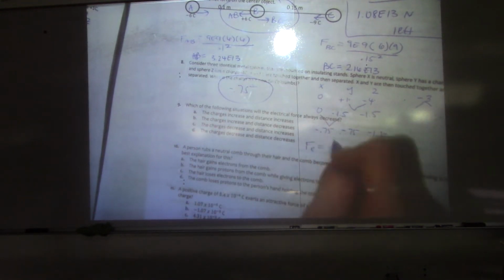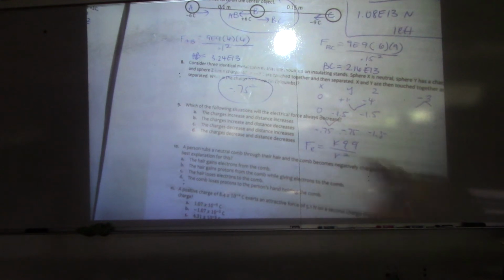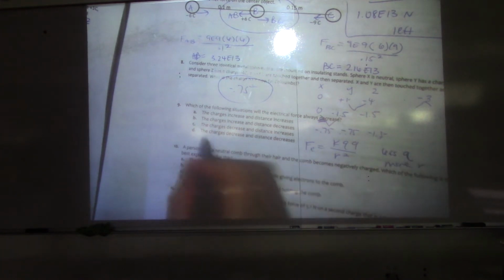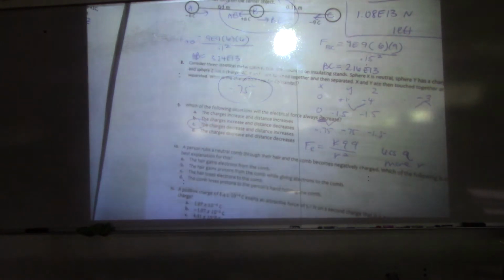Electrical force is KQ over R squared. So if we want to decrease the force, that means we want less charge and more R. So less charge and bigger distance, C.